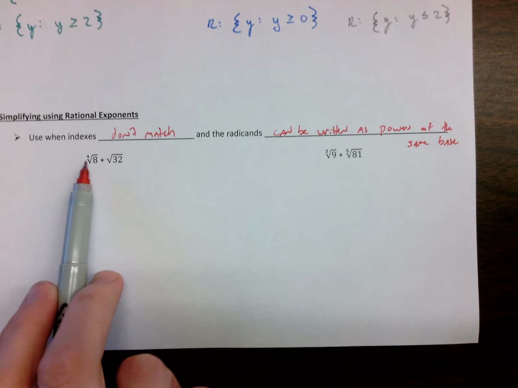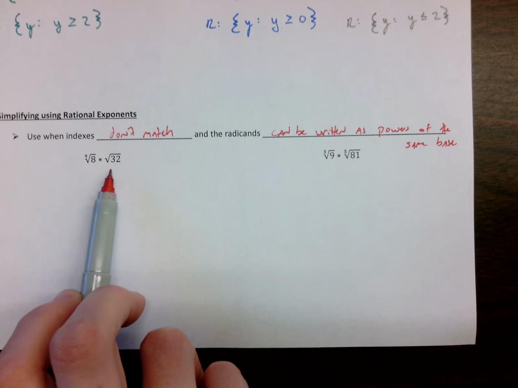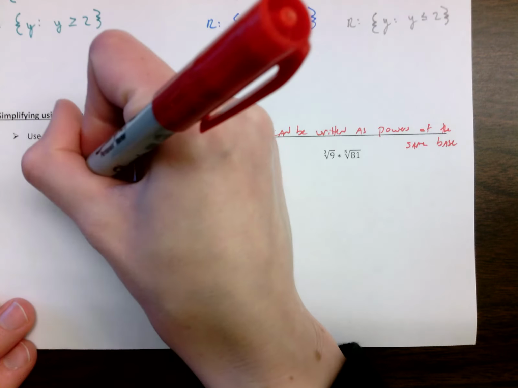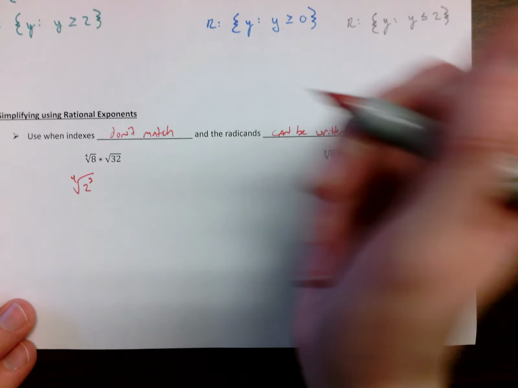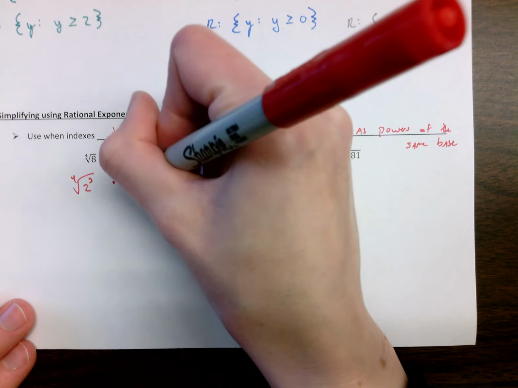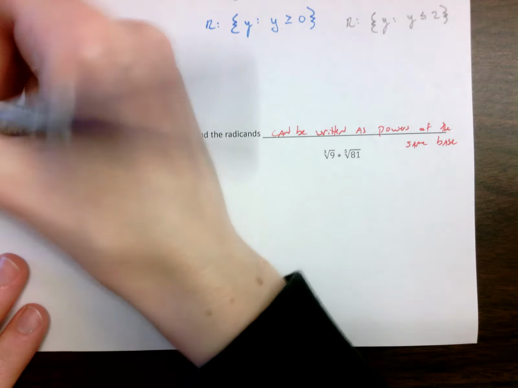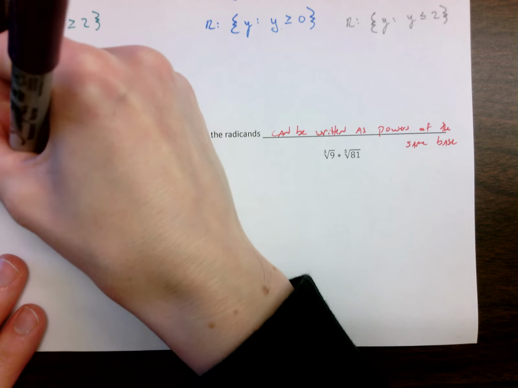Okay, so let's take a look at this guy. Clearly our index numbers don't match. That one's a 4, that one's a 2. But 8 and 32 are both powers of 2. So what I can do here is rewrite this. I'm going to start by rewriting the radicands as powers of the same number. So I'm going to rewrite this as 2 to the 3rd, and then I'm going to rewrite this one as 2 to the 5th. So step 1: the first thing that I did was I rewrote the radicands.